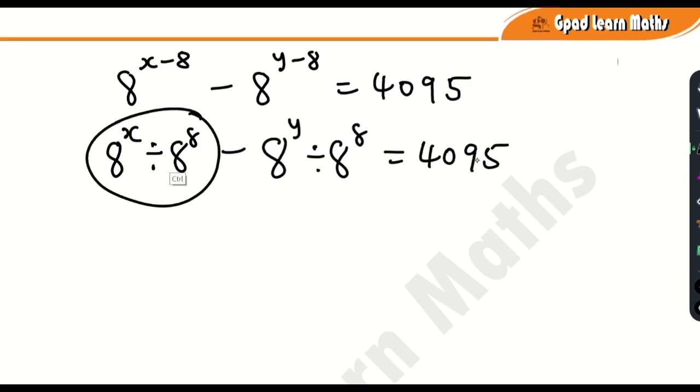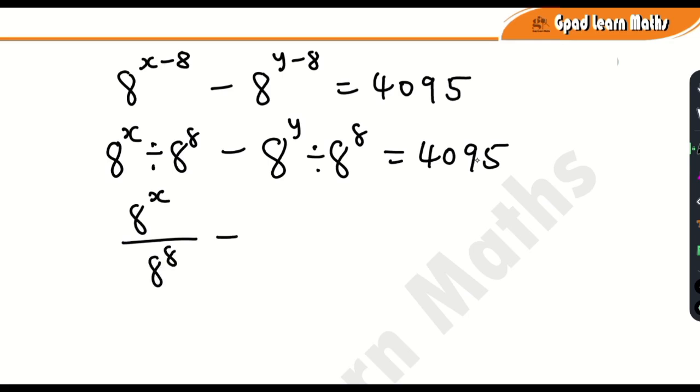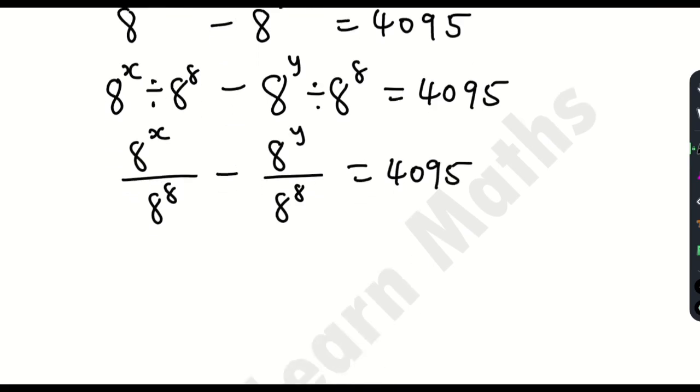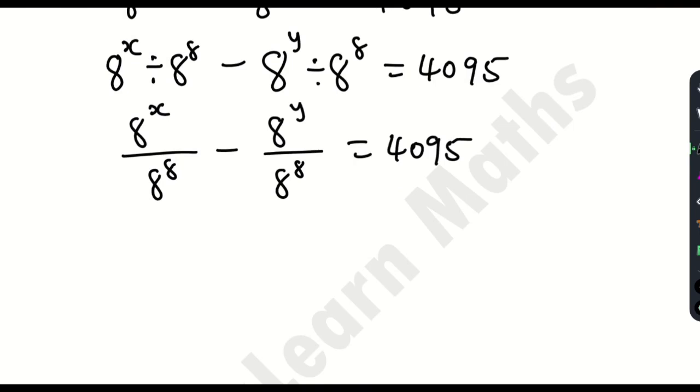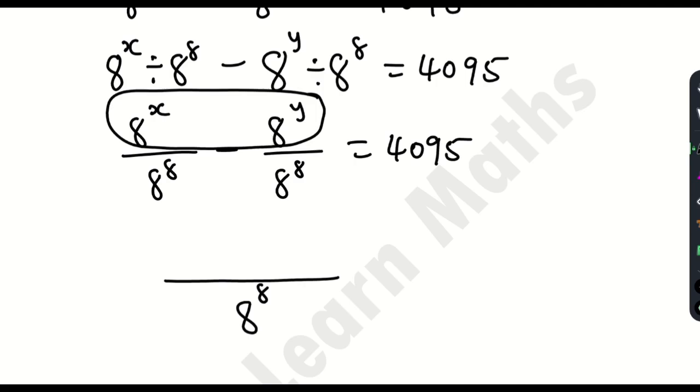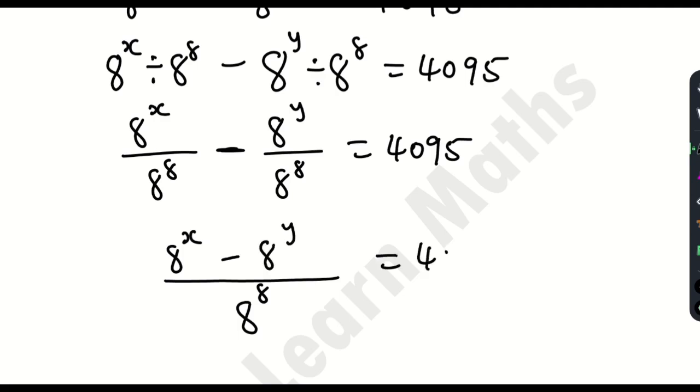Now, I'm going to rewrite this as a fraction: 8 raised to the power x over 8 raised to the power 8, then minus 8 raised to the power y over 8 raised to the power 8, and this is equal to 4095. Now, moving on, just as you do when you add and subtract fractions that have a common denominator, I'm going to take the LCM, which is going to be the same thing. And you just have to repeat what you have in the numerator since the denominator did not change. So repeat what you have in the numerator, which will be 8 raised to the power x, and the operator here is minus, so minus 8 raised to the power y.